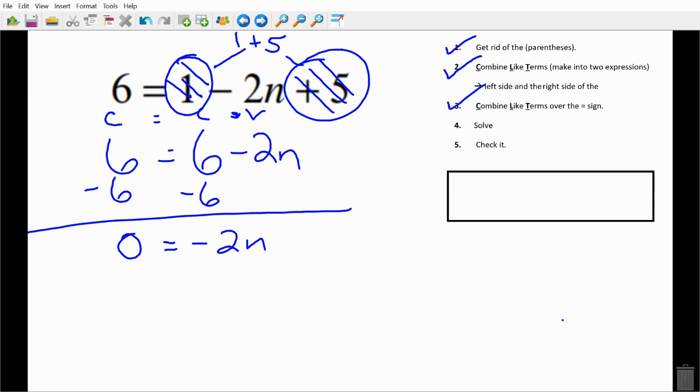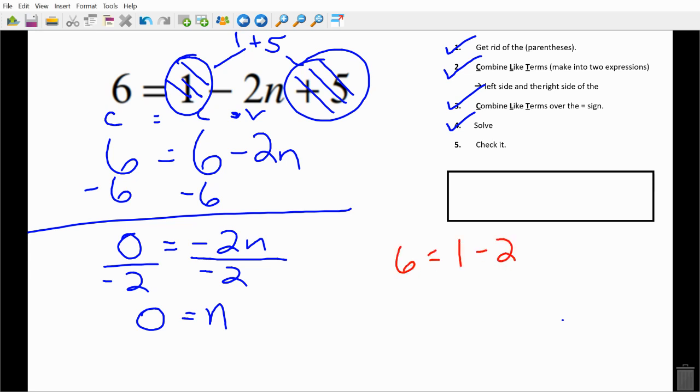Now let's solve it. How do you undo negative 2 times n divided by negative 2? Whatever I do to the right, I'm going to do to the left. So I get n equals, what's 0 divided by negative 2? 0. If you don't believe me, what are we going to do? Step 5. What's step 5? Check it. 6 equals 1 minus 2 parentheses plus 5.